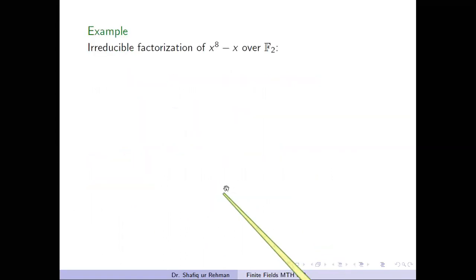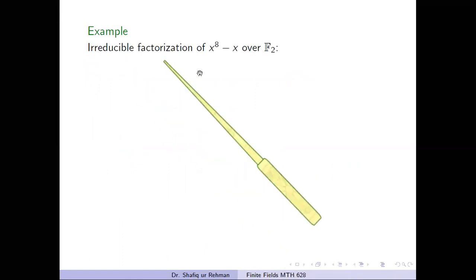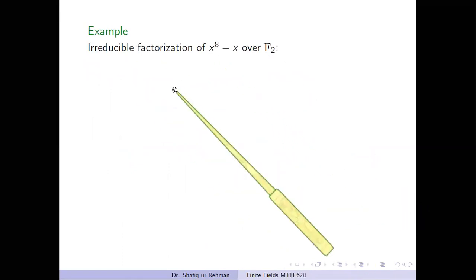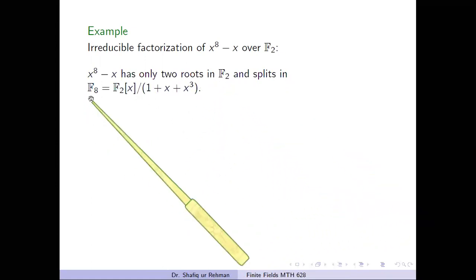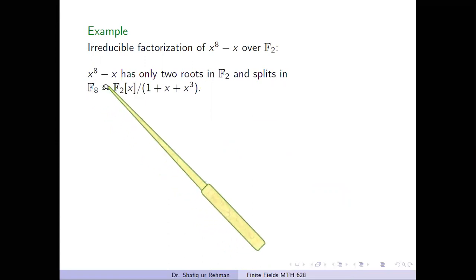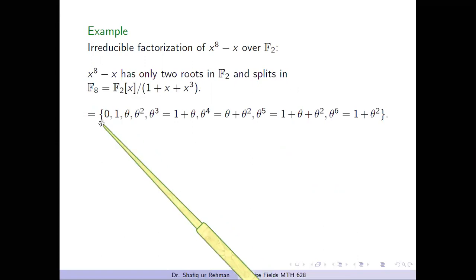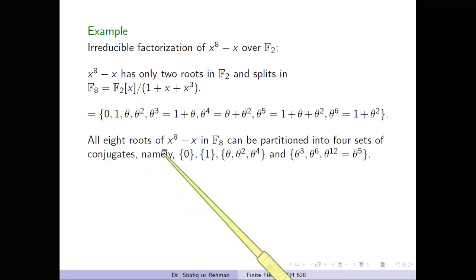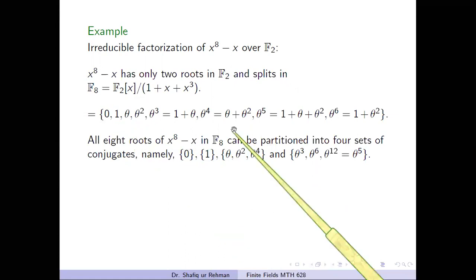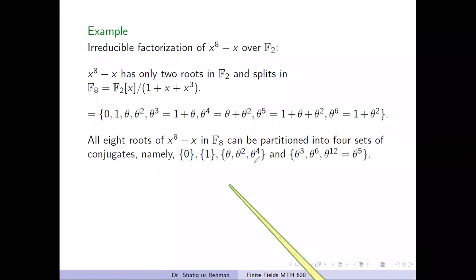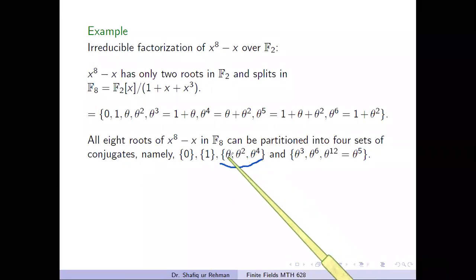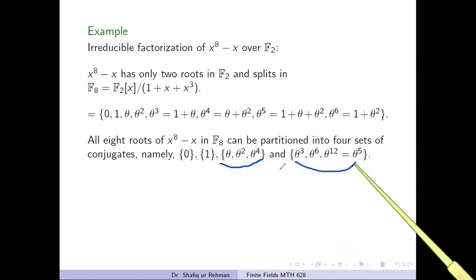And here is another example. Here we can factorize this polynomial completely over the field F2. So this polynomial has only two roots in F2 and splits in this field. It has a total of 8 roots in this field, and this field is given by this symbol. So all 8 roots of this in F8 can be partitioned into different sets of conjugates. For instance, 0 is conjugate to itself, 1 is conjugate to itself, and here theta, theta square, and theta 4 are the roots of the same minimal polynomial. They are conjugate and they are also conjugate.